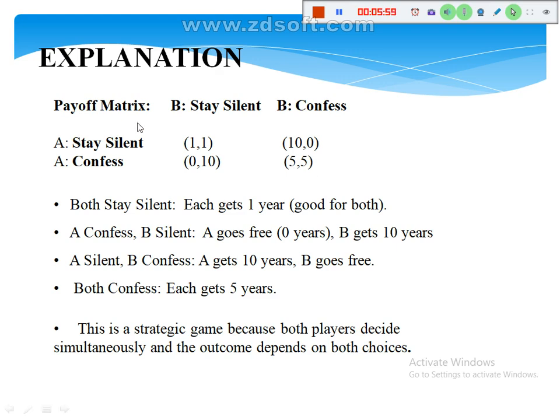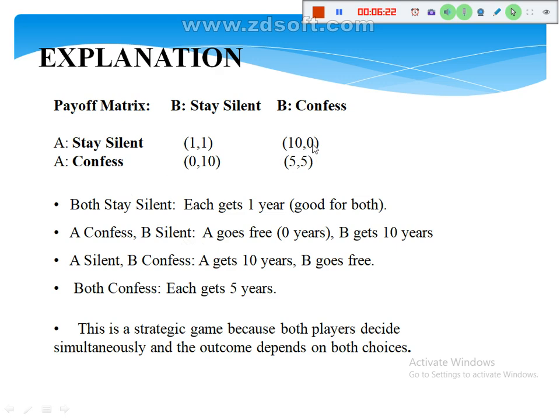If both A and B stay silent, each gets 1 year in prison. Here the number in the payoff matrix represents the number of years in jail. So if both stay silent, each gets 1 year in prison. So it is good for both. In the second case, if A confesses and B stays silent.